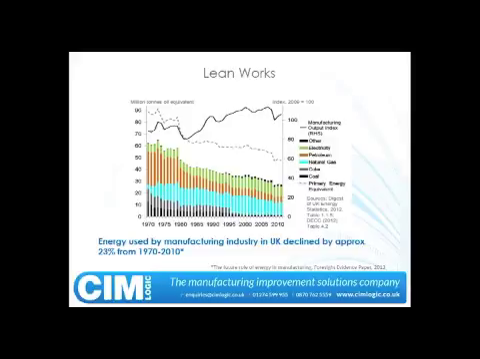And lean actually works. So this is maybe slightly contradictory to what we were saying earlier. But this chart on the page in front of you is showing the energy used by manufacturing industry in the UK, and it's showing a decline of about 23% from 1970 to 2010. And there might be a number of reasons for that. The reasons for that might be the equipment that we're producing is becoming more efficient. We're able to do more with less. And that's testament really to the fact that lean kind of works really.